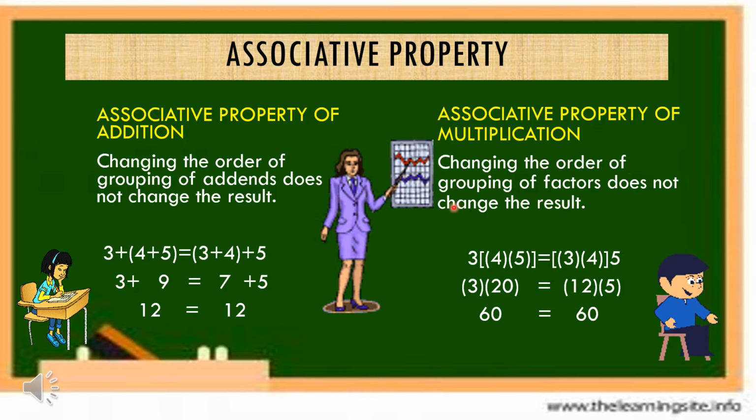We have associative property of multiplication. Changing the order of the grouping of the factors does not change the result. So in the first grouping, we group 4 and 5. 4 times 5 is 20, and 3 times 20 is 60. In the second grouping, we group 3 and 4. 3 times 4 is 12. 12 times 5 is 60. 60 equals 60.